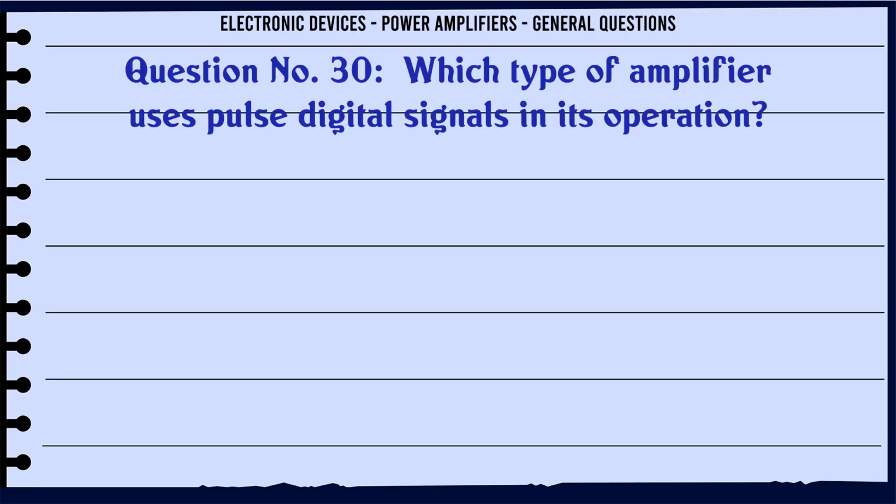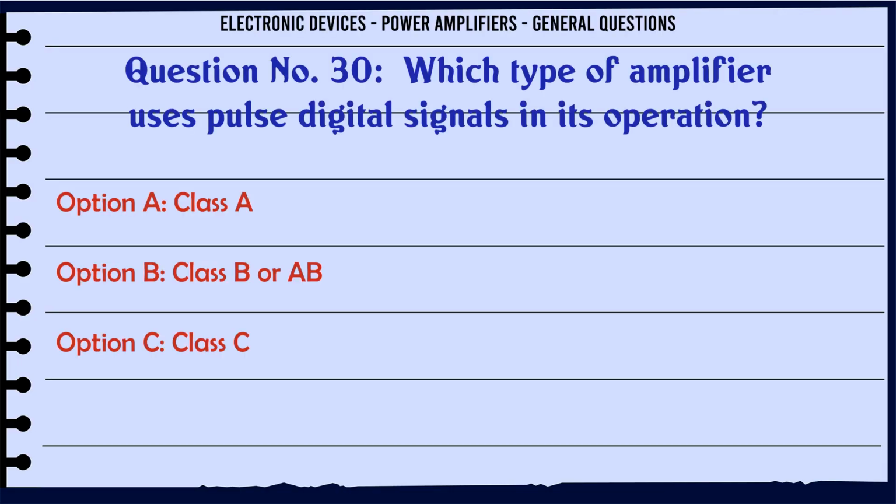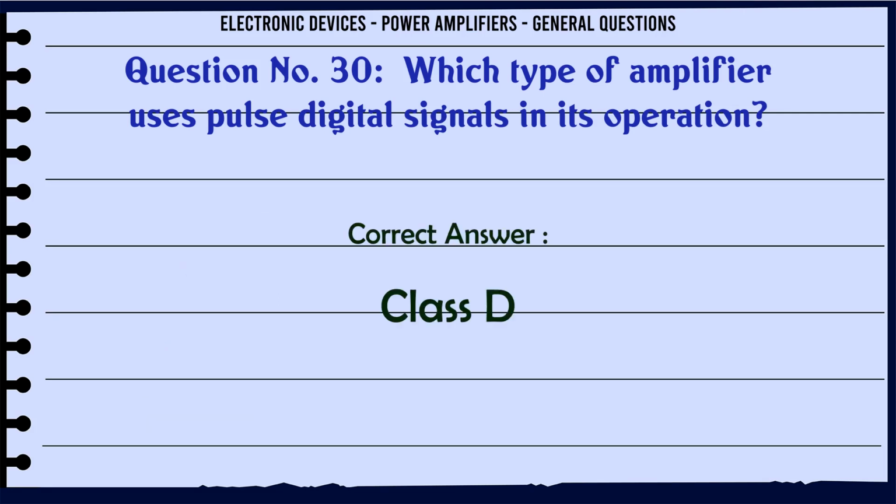Which type of amplifier uses pulsed digital signals in its operation? A: Class A, B: Class B or AB, C: Class C, D: Class D. The correct answer is Class D.